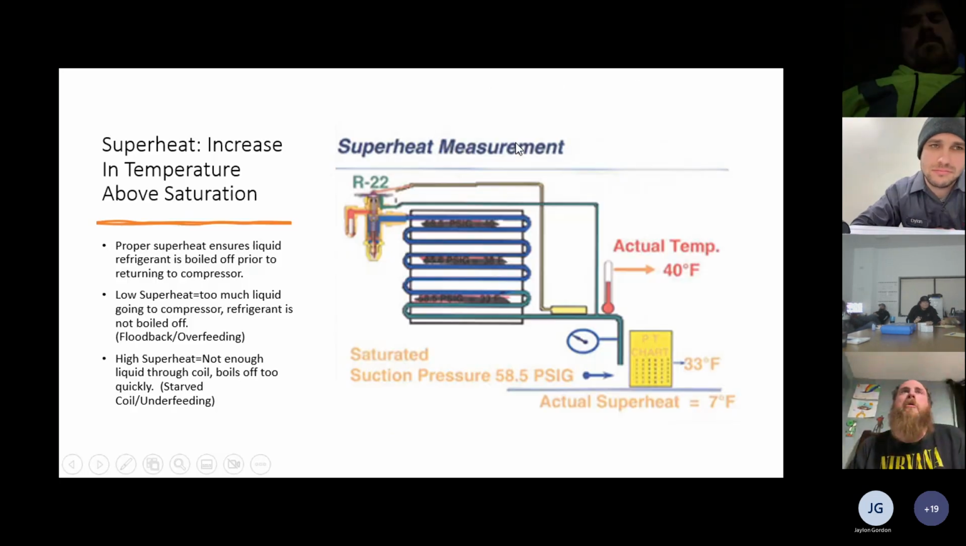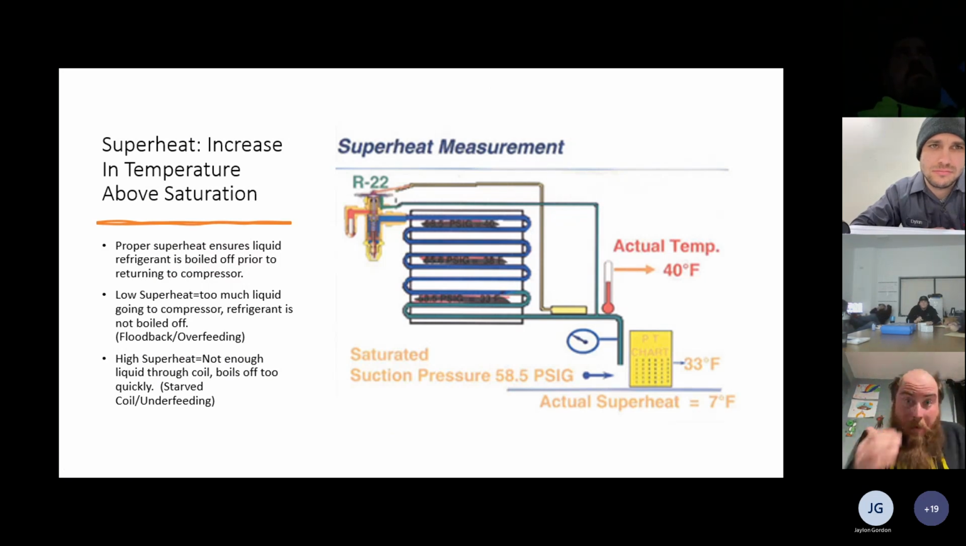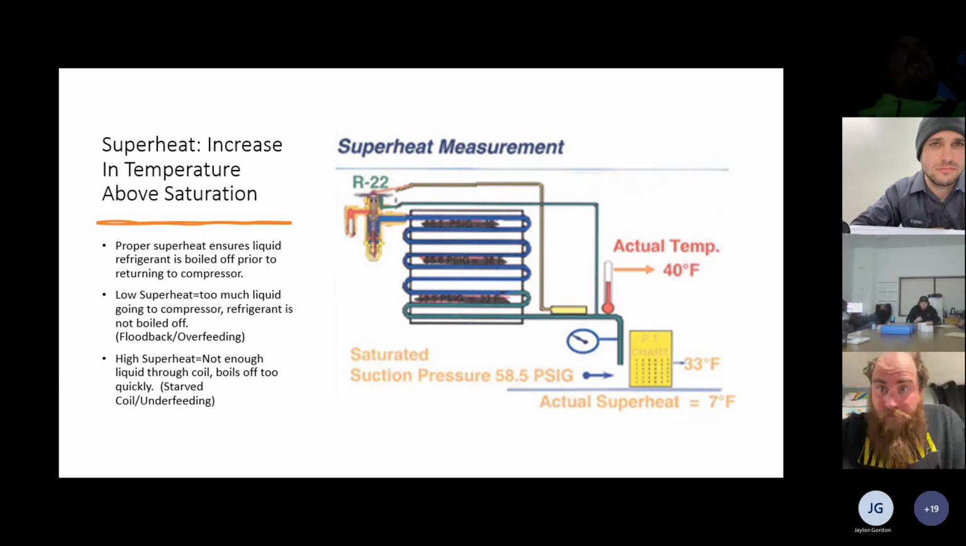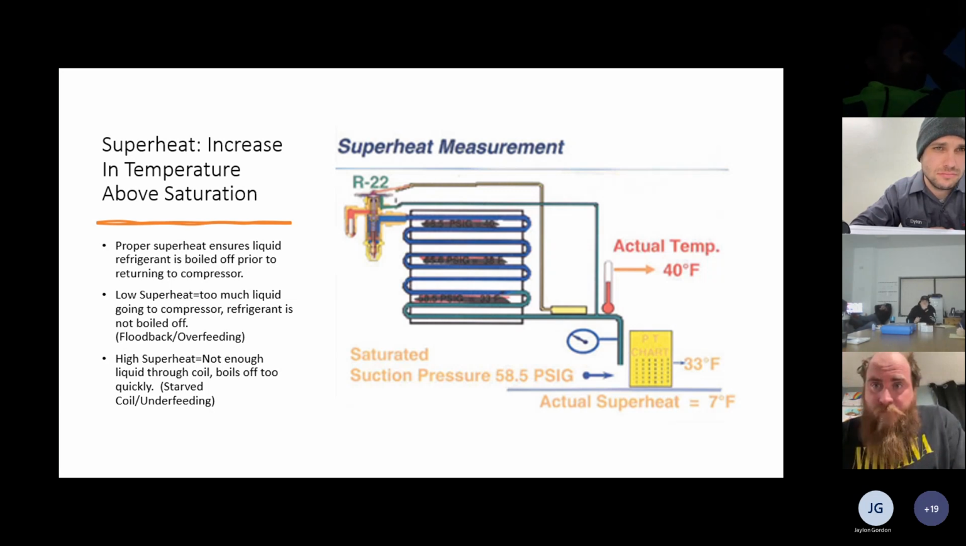Going on to our next slide. Superheat, like Shane was talking about earlier, that latent heat, it's an increase in temperature above saturation. Some key things about superheat. Proper superheat ensures liquid refrigerant is boiled off prior to returning to the compressor. Low superheat equals too much liquid going to the compressor. Refrigerant is not boiled off. This is flood back or overfeeding, a valve stuck open or not set correctly.